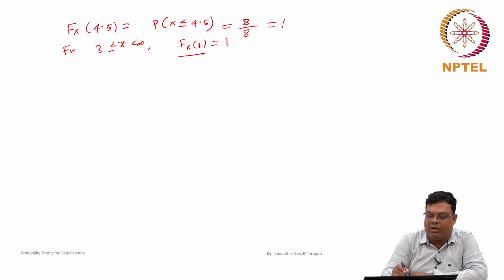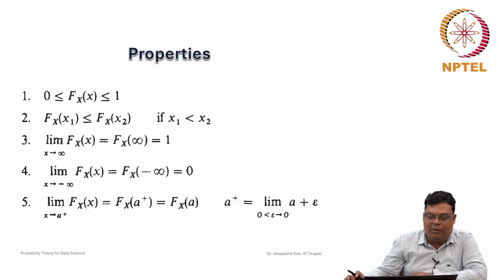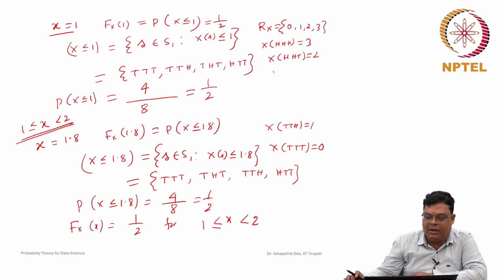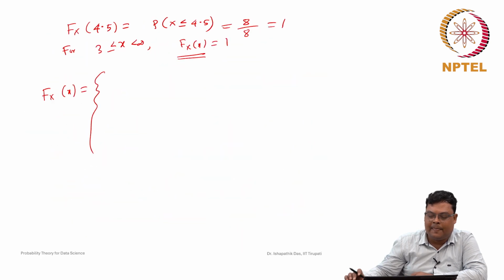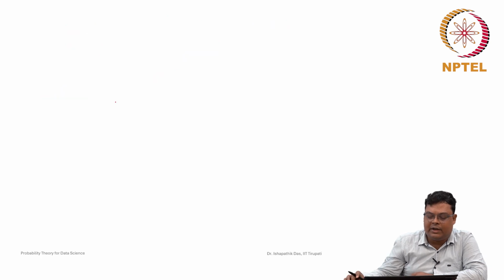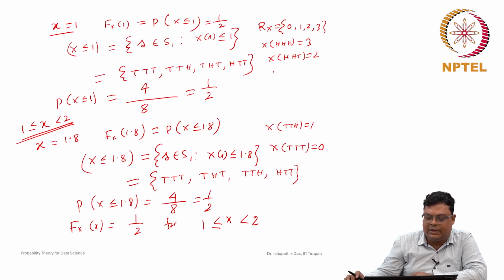So then we can write down the function by summarizing these things. F(x) we started from here. It is 0 whenever x is inside this interval: F(x) is equal to 0 whenever x is less than 0, greater than minus infinity. Then what is the value next? Whenever x is between 0 and 1.